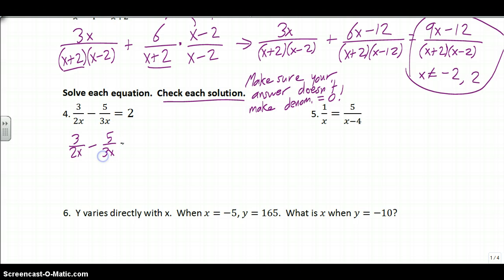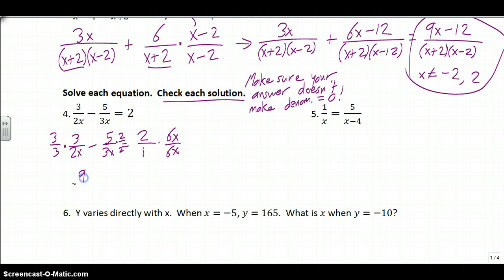Okay? If I can make the denominators all the same, then I can just look at the numerators and we are good to go. So let's multiply this one by 3. Let's multiply this one by 2. And let's multiply this one by what the denominator will be, which is 6x. Okay?